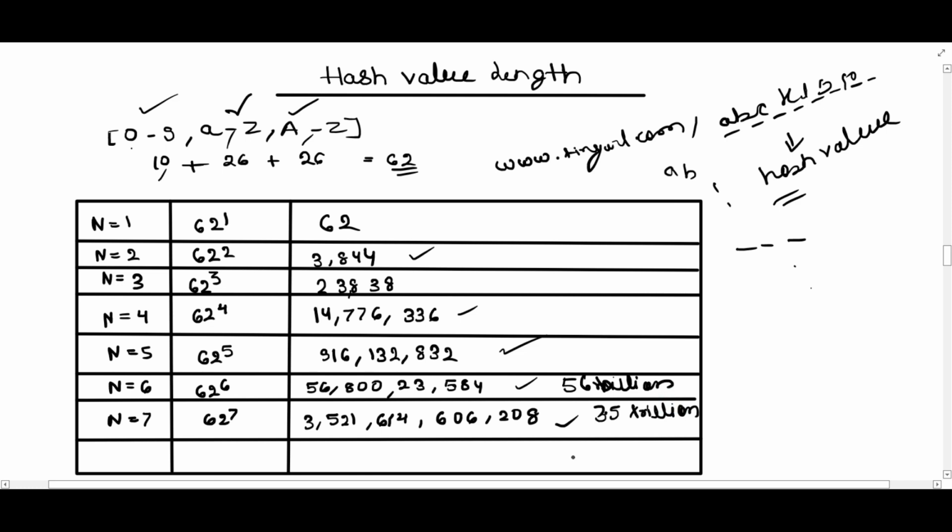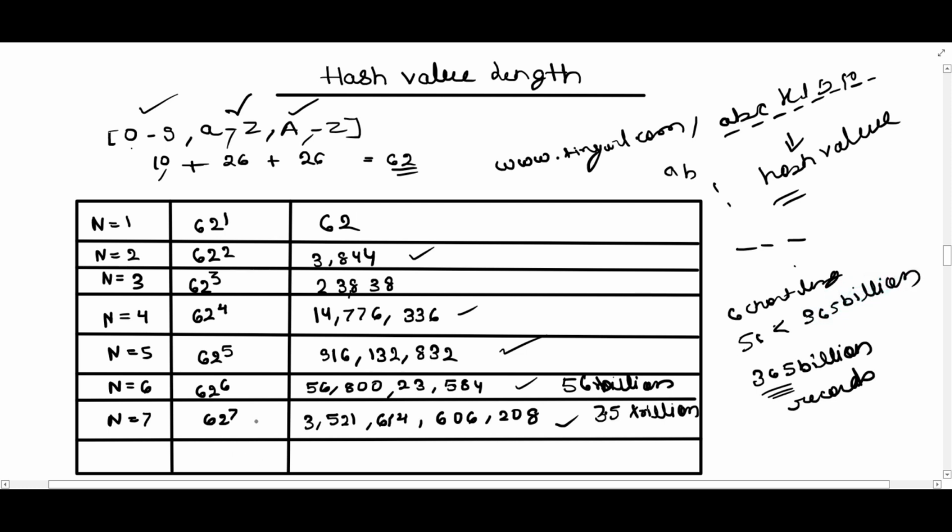And how much do we have to support? We have to support 365 billion records, so we have to generate that many unique IDs. If we use n equal to 6, meaning a 6 character length, then we can only support 56 billion, and that is lesser than 365 billion. It means it cannot fulfill our requirement. Then we have to go with 7 characters. When n equals 7, we can generate 3.5 trillion, which is greater than 365 billion, so we will be left with remaining IDs, but we can fulfill our requirements.